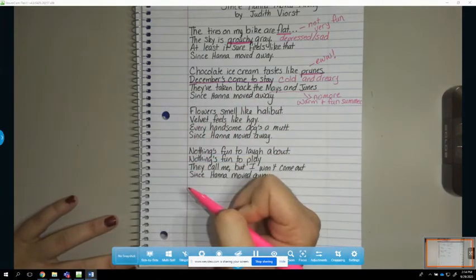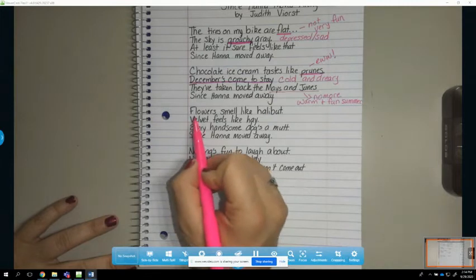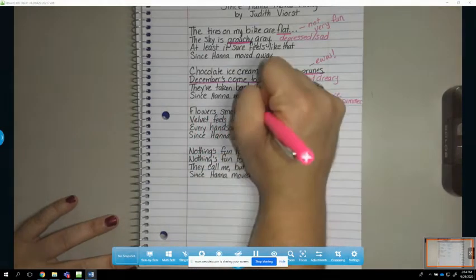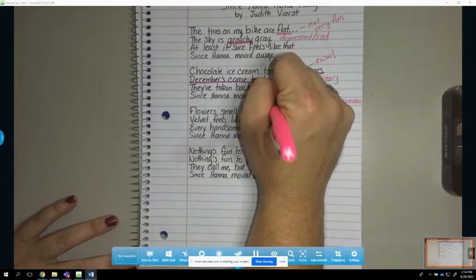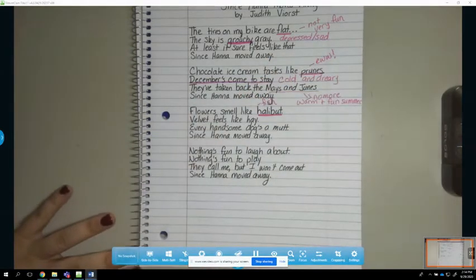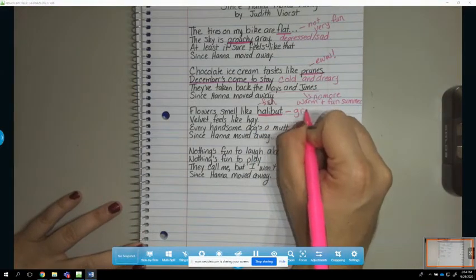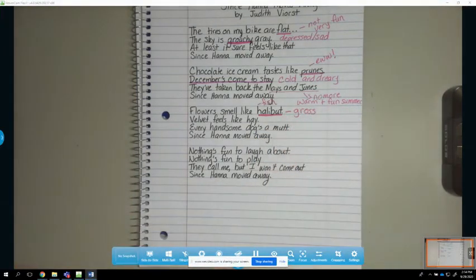Then we move to the third stanza, and we start with flowers smell like halibut. And if you don't know what halibut is, it's a type of fish. And if my flowers smell like fish, they don't smell very nice. They smell kind of gross at that point because I like cooking fish. I like eating fish, but I don't like my flowers to smell like fish.